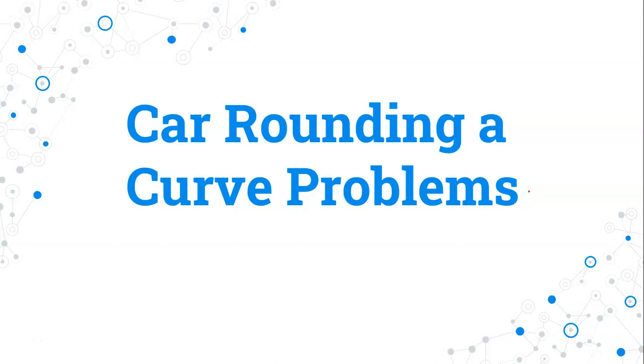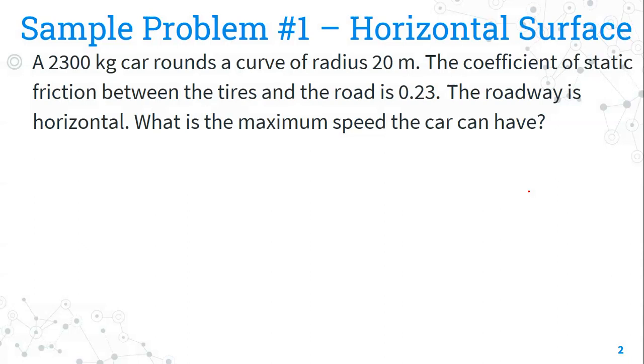In this video, we are going to learn how to do problems where a car rounds a curve. This is a certain type of circular motion problem. So for sample problem 1, we're just going to have a horizontal surface. A 2,300 kilogram car rounds a curve of radius 20 meters. The coefficient of static friction between the tires and the road is 0.23. The roadway is horizontal. What is the maximum speed the car can have?